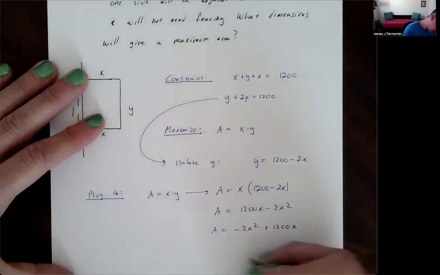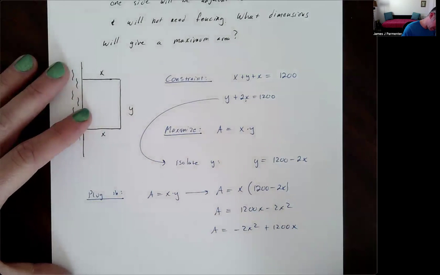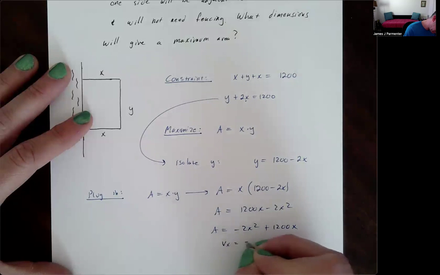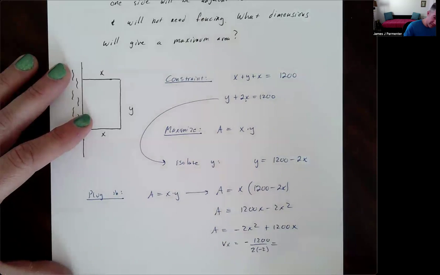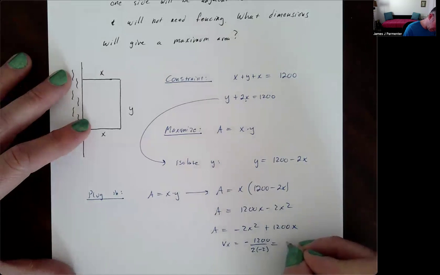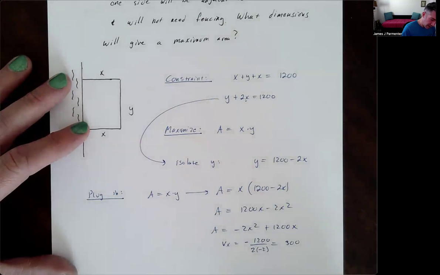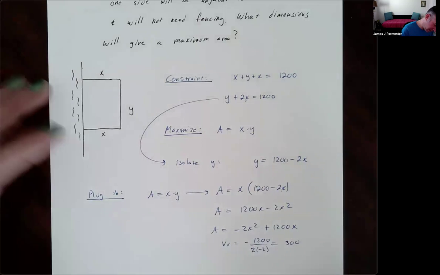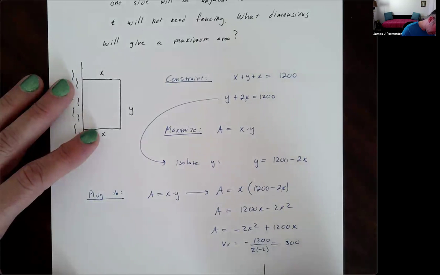So I'll point out that if you graph this thing, let's find the vertex first. So the x coordinate is going to be negative b over 2a. Negative 1,200 divided by negative 4 is positive 300. And if you plug this back into here, you're going to find the maximum area. So I'll point out that if you're going to graph this parabola, you have the x-axis and the area axis essentially, and it looks kind of like this.